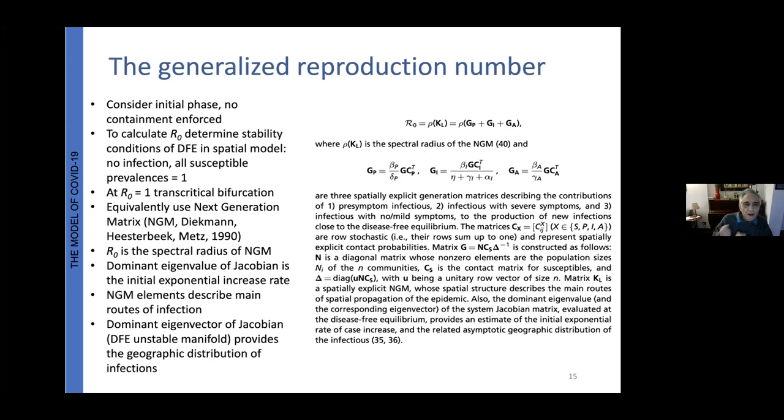Actually, when you do the stability condition of the disease-free equilibrium and you go through the bifurcation analysis, you are considering the Jacobian of that complicated system at the disease-free equilibrium. And the dominant eigenvalue of this Jacobian is the initial exponential increase rate. On the other hand, elements of the next generation matrix describe the main routes of infection, and the dominant eigenvector of the Jacobian, which is the unstable manifold of the disease-free equilibrium, provides the initial geographic distribution of infections.